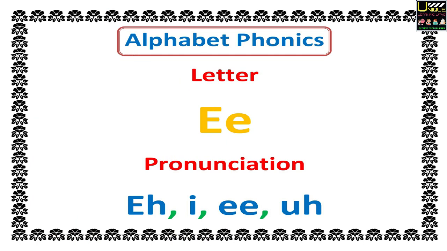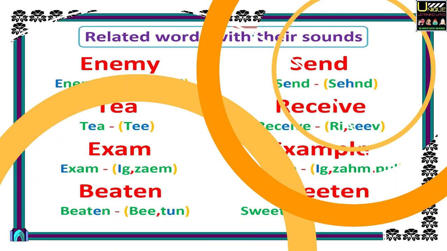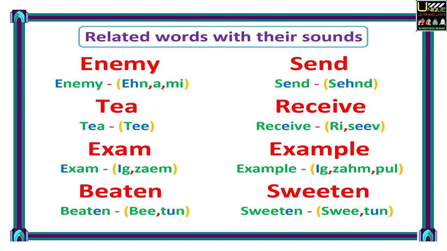Let's go to the next letter, that is E. Here you can see E has four sounds. How many sounds E has here? Four sounds. The first sound is A, second E, third E, fourth E. Related words with their sounds.